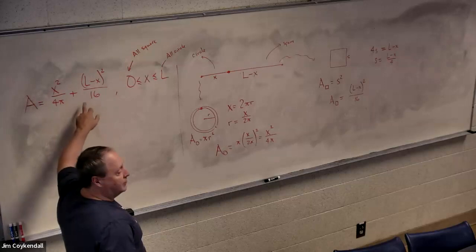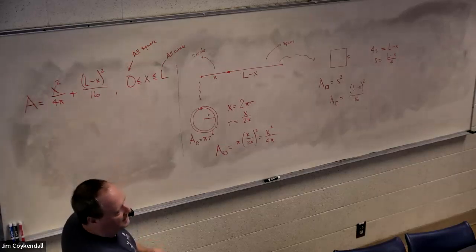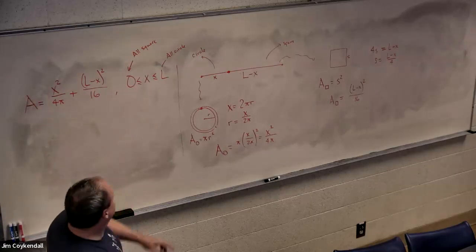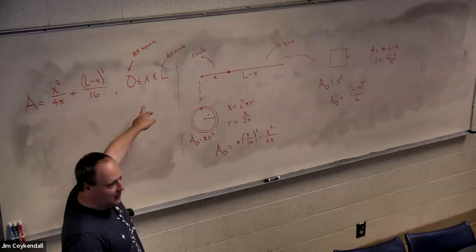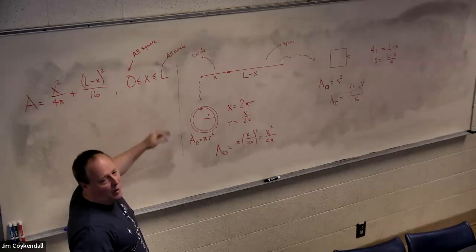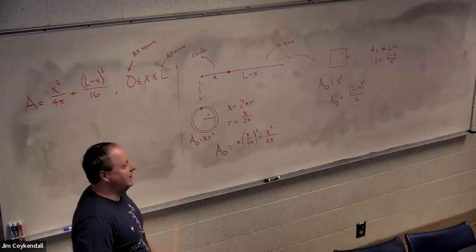And I can tell you, just from looking at this, there will be a minimum inside the interval, part square, part circle. And the maximum will be either all square or all circle. Just like that.